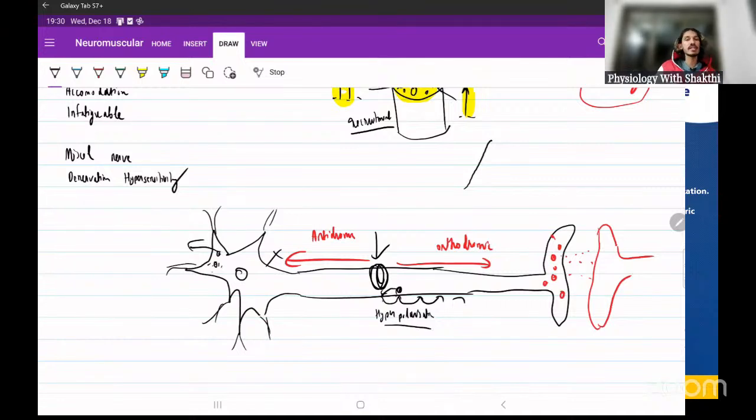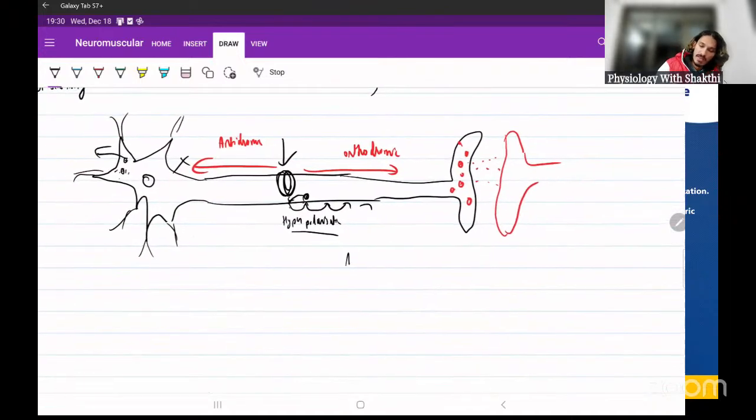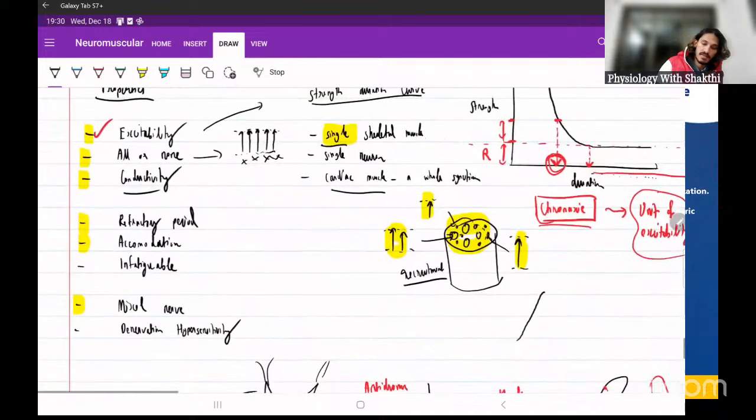And how much conductivity is happening is also based on the myelination. For example, in a myelinated fiber, because of saltatory conduction, it's going to be much faster compared to an unmyelinated one. Okay, so that is what you have to talk about under conductivity.